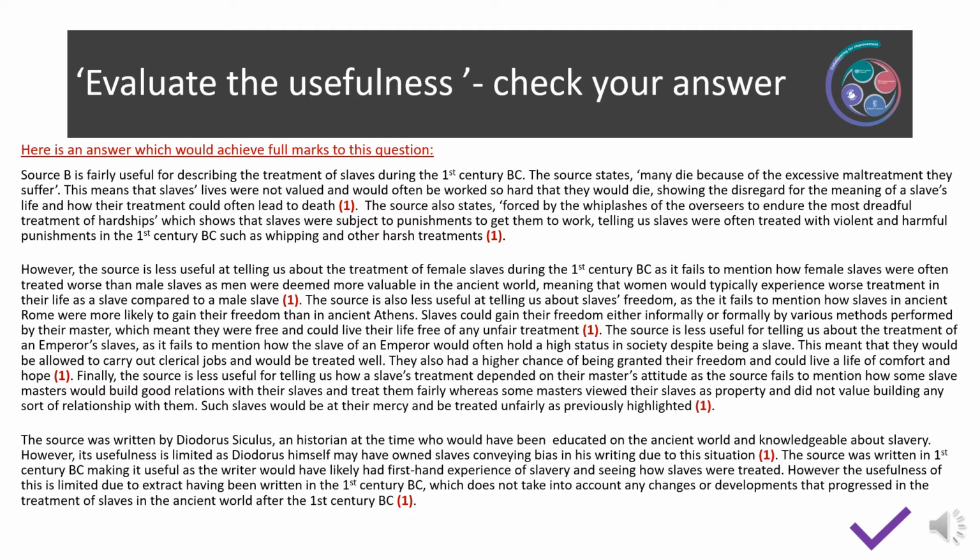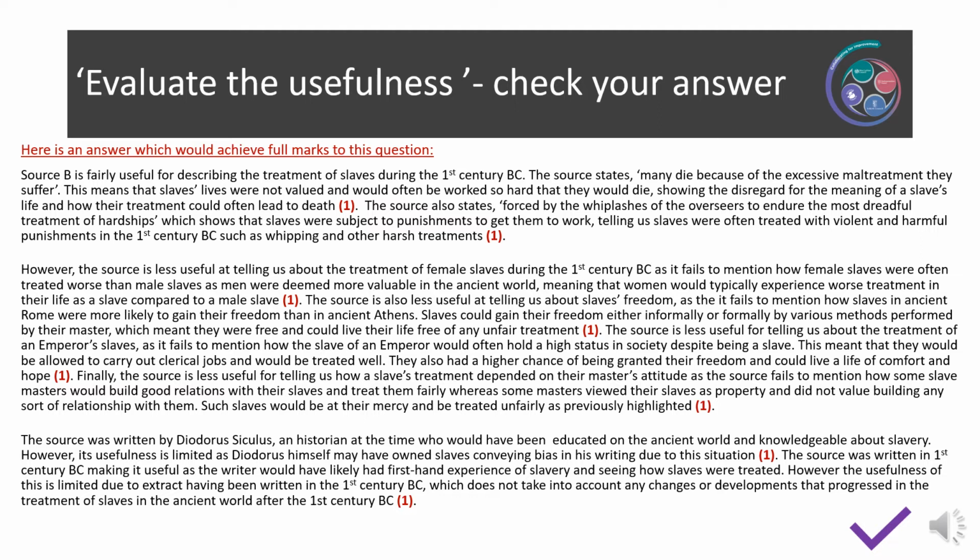Finally, the source is less useful for telling us how a slave's treatment depended on their master's attitude, as it fails to mention how some slave masters would build good relations with their slaves and treat them fairly, whereas some masters viewed their slaves as property and did not value building any sort of relationship with them. Such slaves would be at the mercy of their master and be treated unfairly, as previously highlighted.